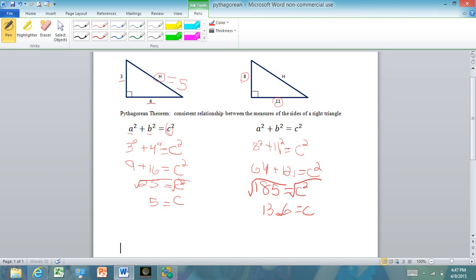And so that is how we are going to find the measures of these missing hypotenuses. And that will be used in our coil problems, and I'll do a demonstration for that one next.